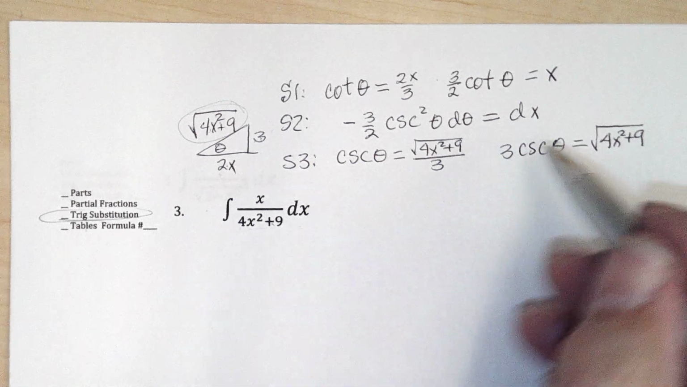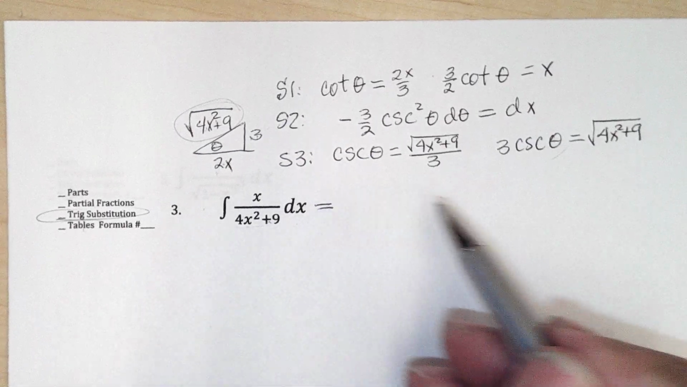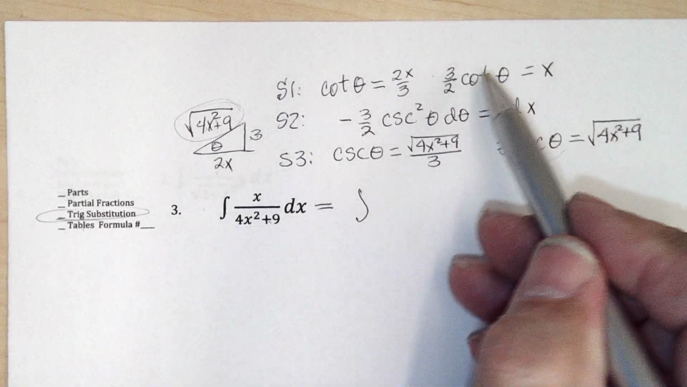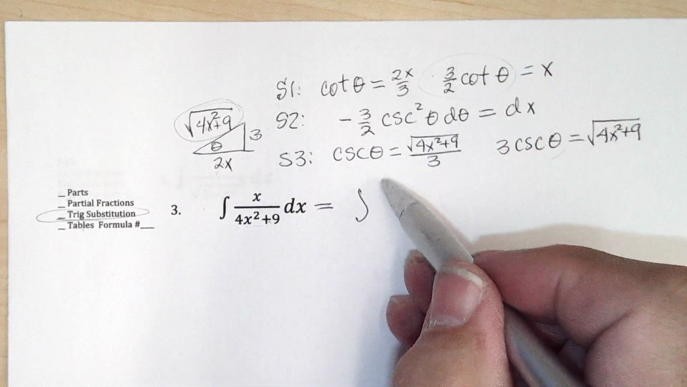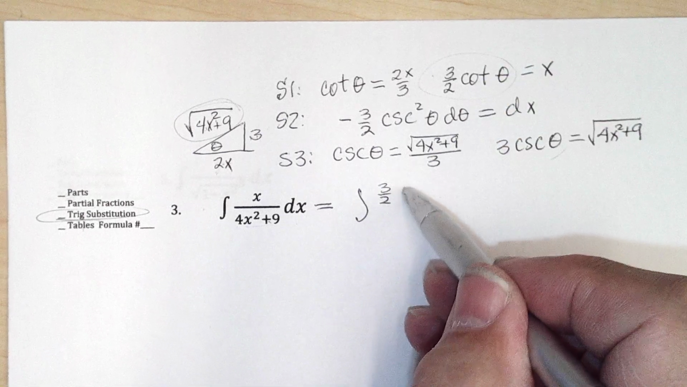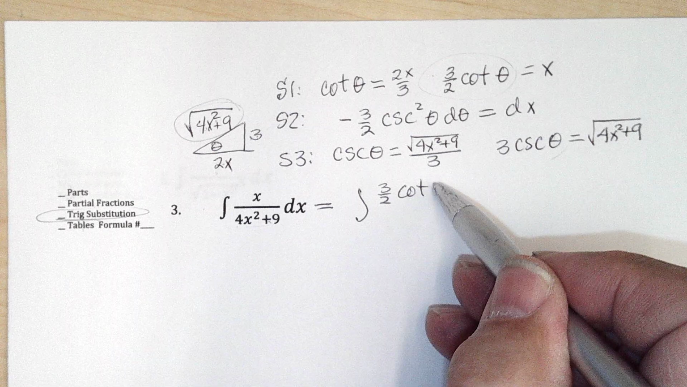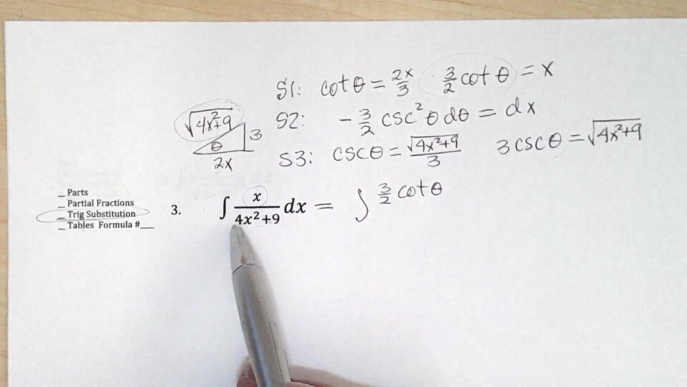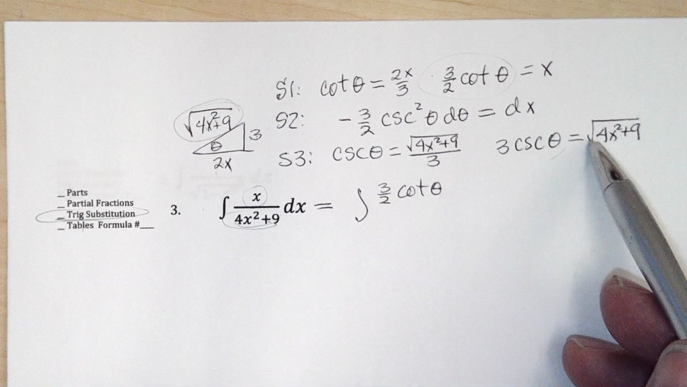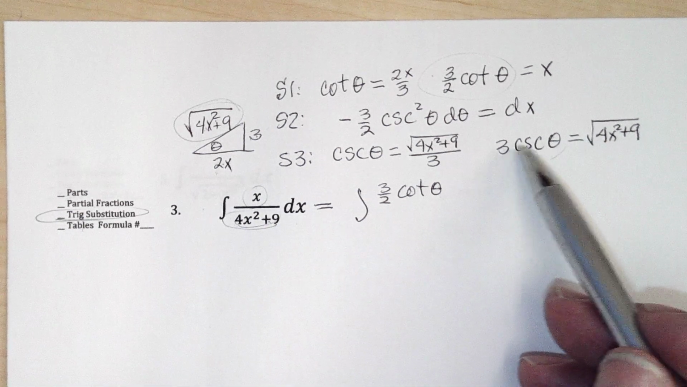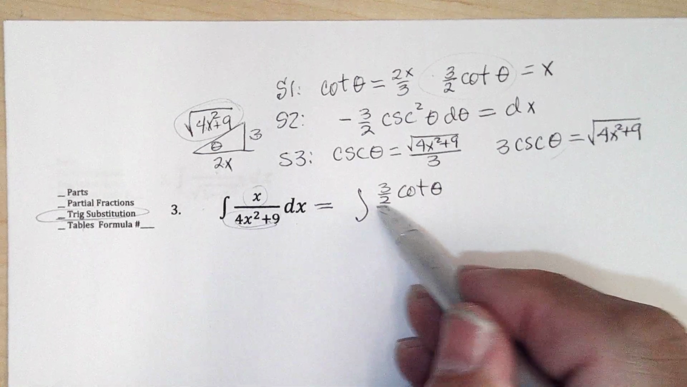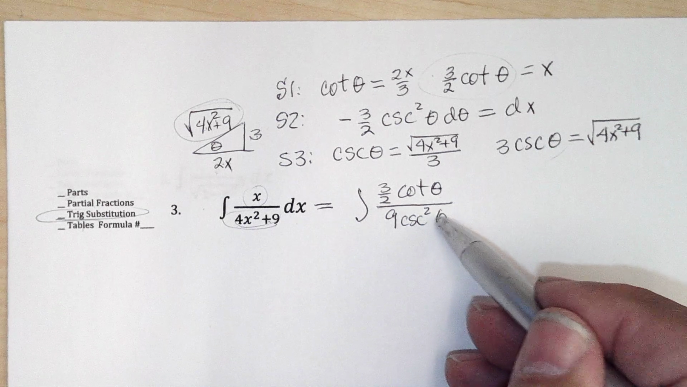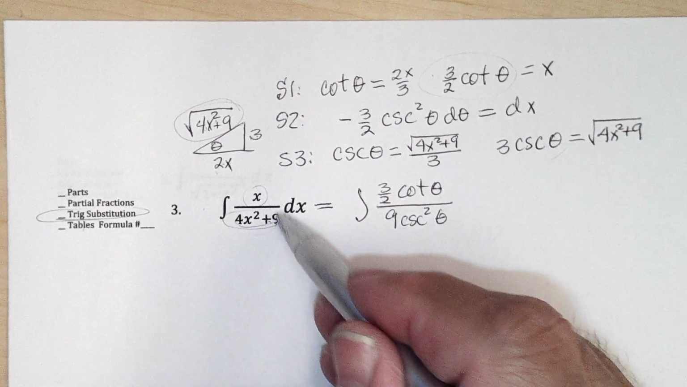And then I would square that. So I'm going to go right to this now. And what is x? X is 3 halves cotangent theta. So I've replaced the x. Now I got to replace that. Well, the square root of that is this, so I got to square this. So that's 9 cosecant squared theta is this.